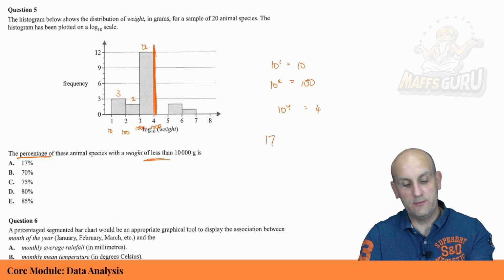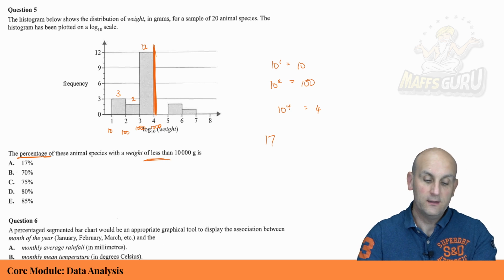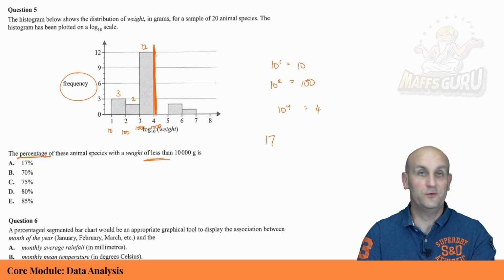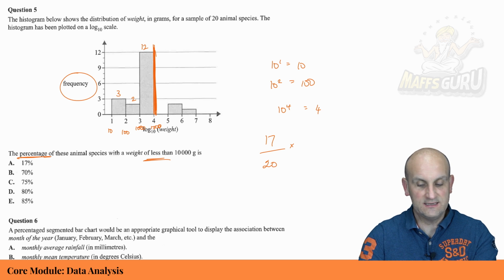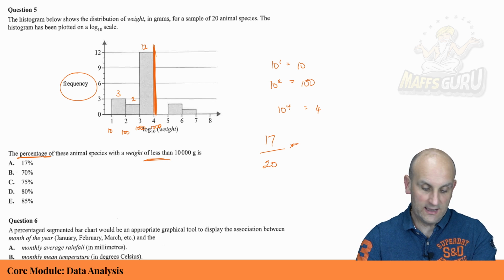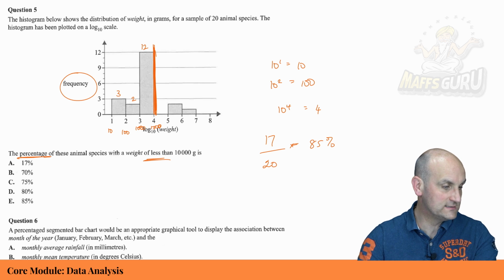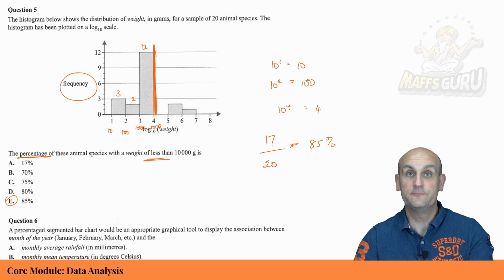And I'm sure a lot of people would have gone, oh, okay, but it's 17%. No, it isn't, because this was a frequency. It wasn't percentaged. And so we have to do 17 out of the total number of 20, which when you put that into your calculator, basically gave you 85%. He says, hopefully, yep, 85%.